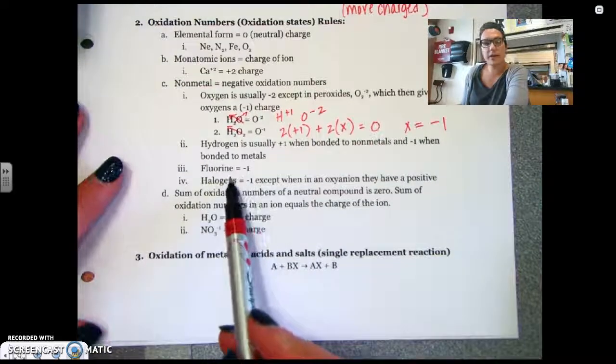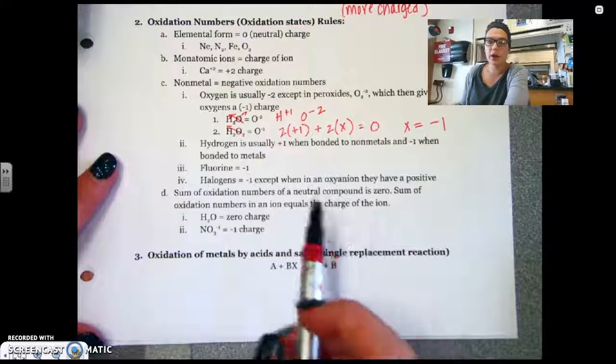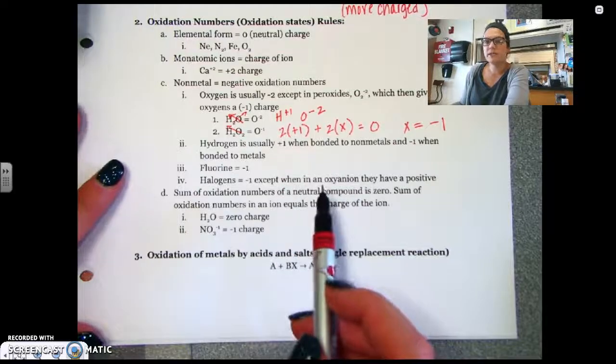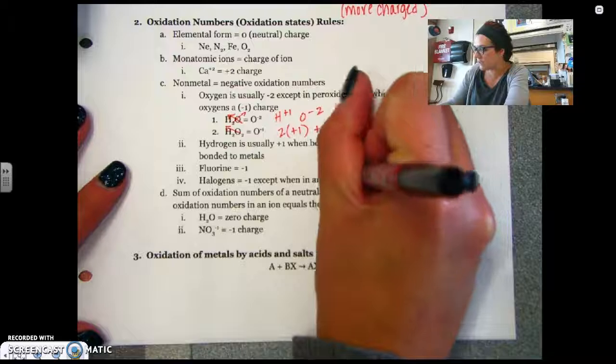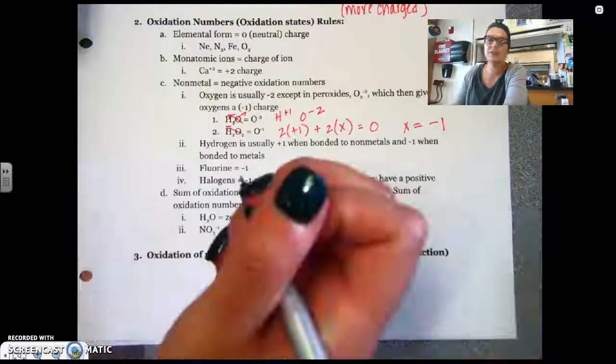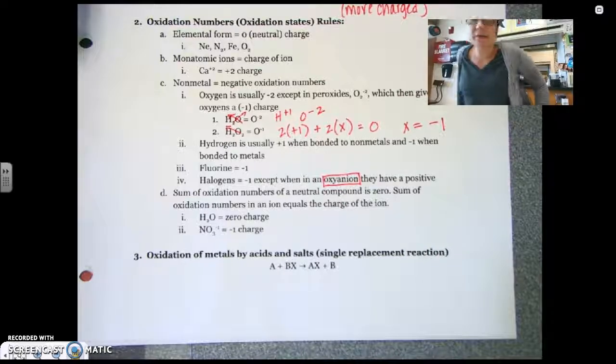Fluorine's always going to be -1, and the halogens, our group 17, are always going to be -1, except when they're in an oxyanion, where they are going to be positive. We don't see these very often. However, you should at least know that. You probably won't be tested on it, but just keep that in mind.